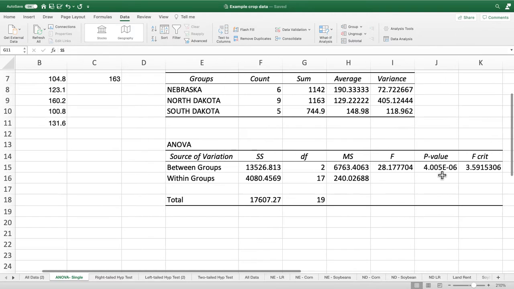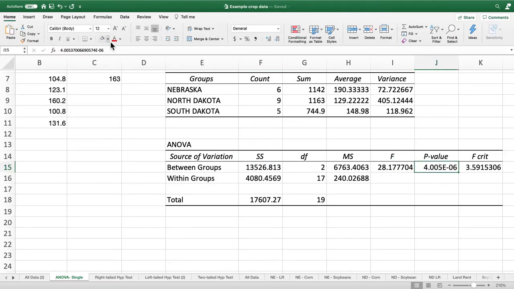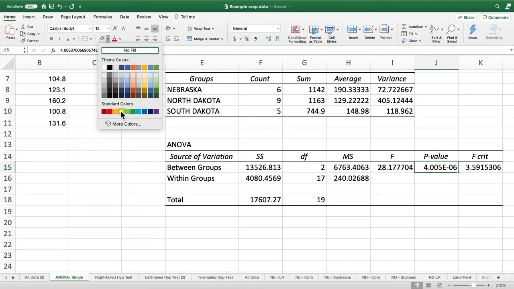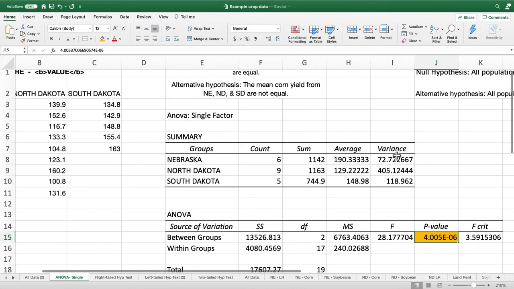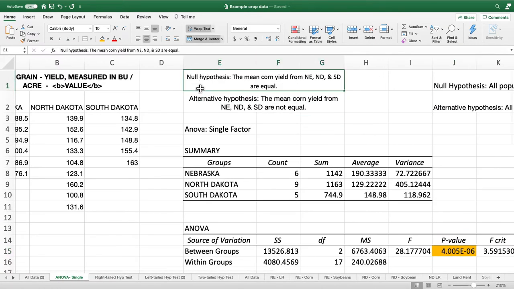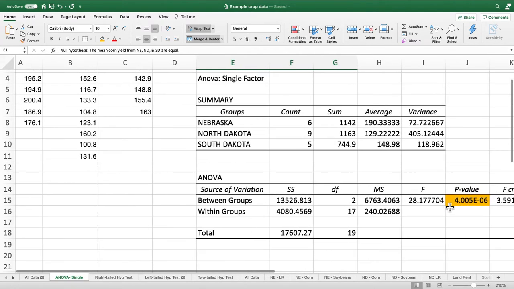So if you look at this p-value right there, that is very, very small because it's got an e to the negative 6, which means we need to move our decimal 6 spaces to the left. So that's definitely below that 0.05, which means we are going to reject our null hypothesis. That null hypothesis was that the means from North Dakota, South Dakota, and Nebraska are equal. This p-value tells us that is not true.